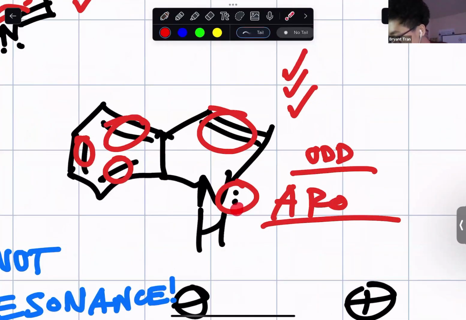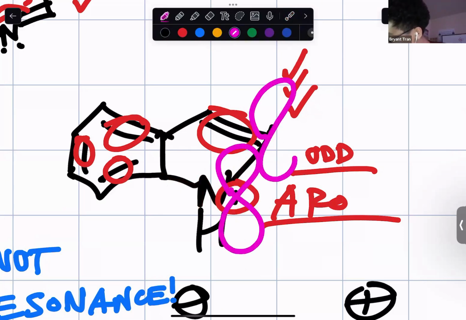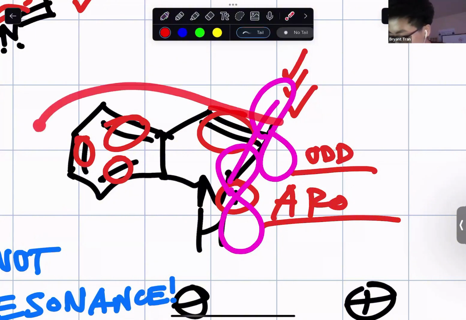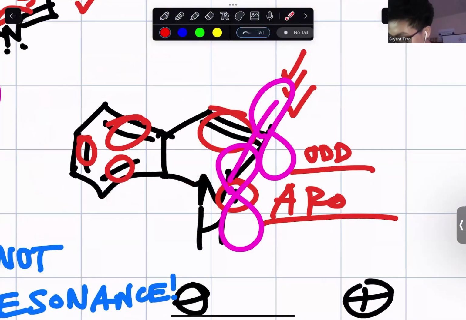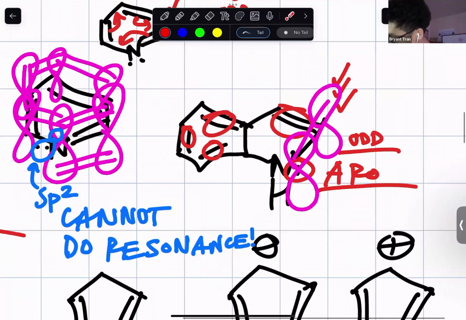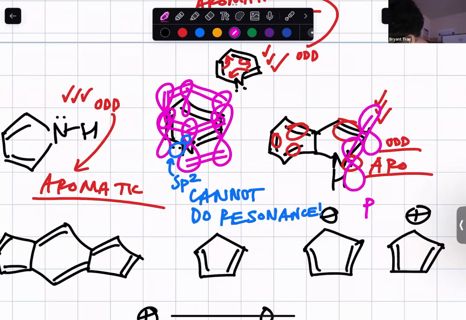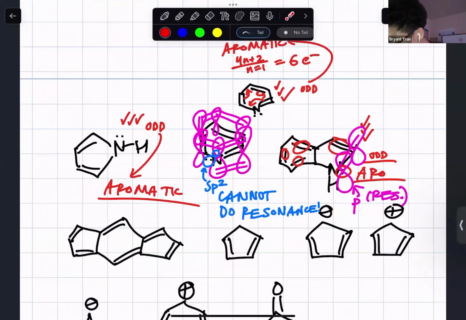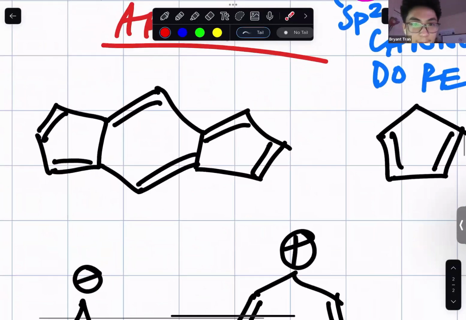And we count this pair of electrons on nitrogen there because this nitrogen here is not double bonded, right? It's single bonded. So we can count that because that pair of electrons is in the p orbital, which is doing resonance with all these other p orbitals here in the conjugated system. Okay, p orbital resonance. Let's move on to the next one. Peyton.